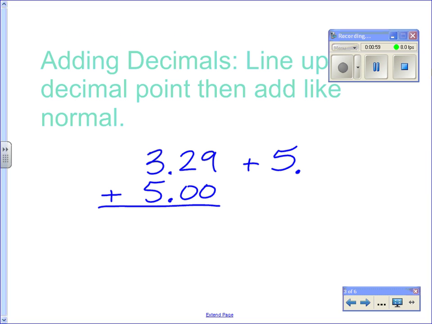And I add that, so I'm going to get rid of all this. And then I just add like normal. So 9, 2, and 8. And my decimal comes straight down. When you are done, you should be able to draw a line, like connect the dots, straight through your decimals.